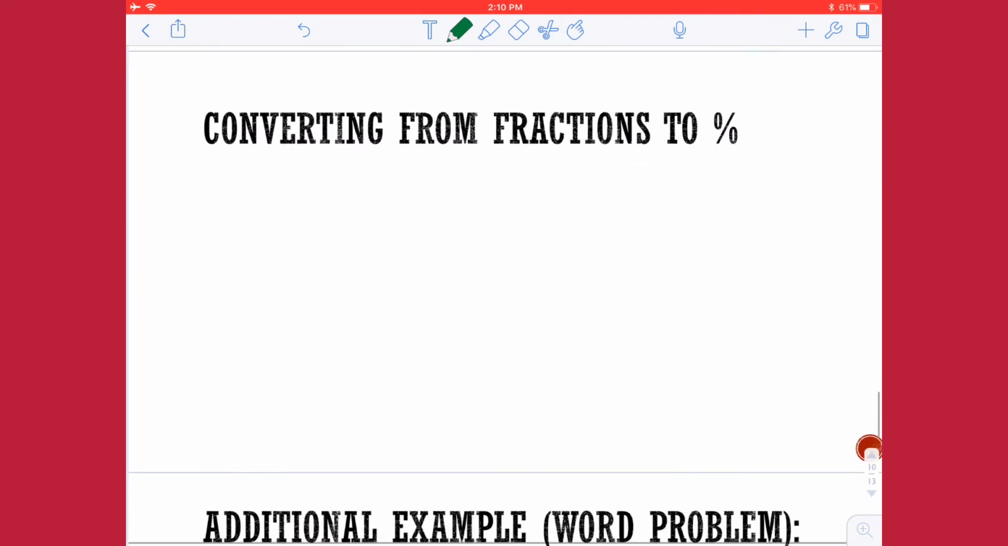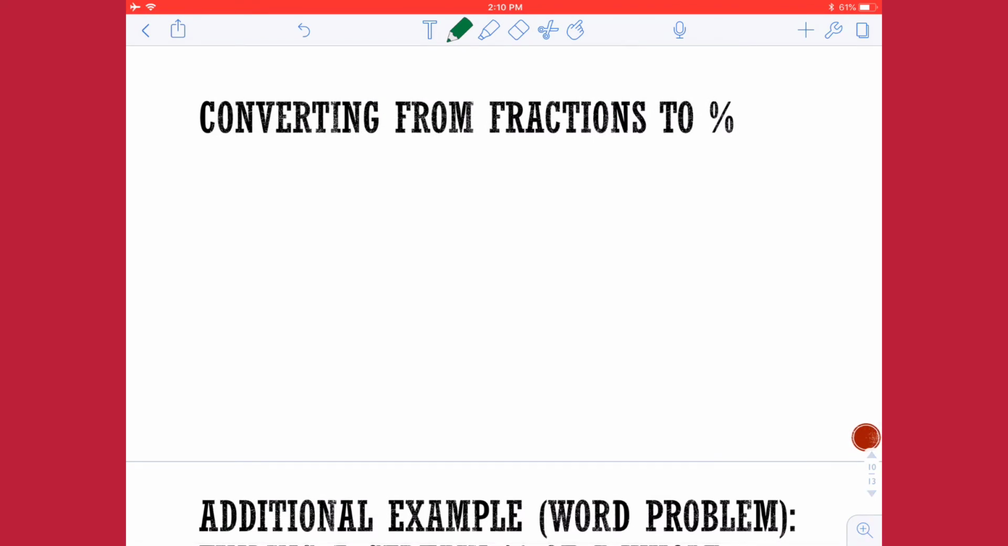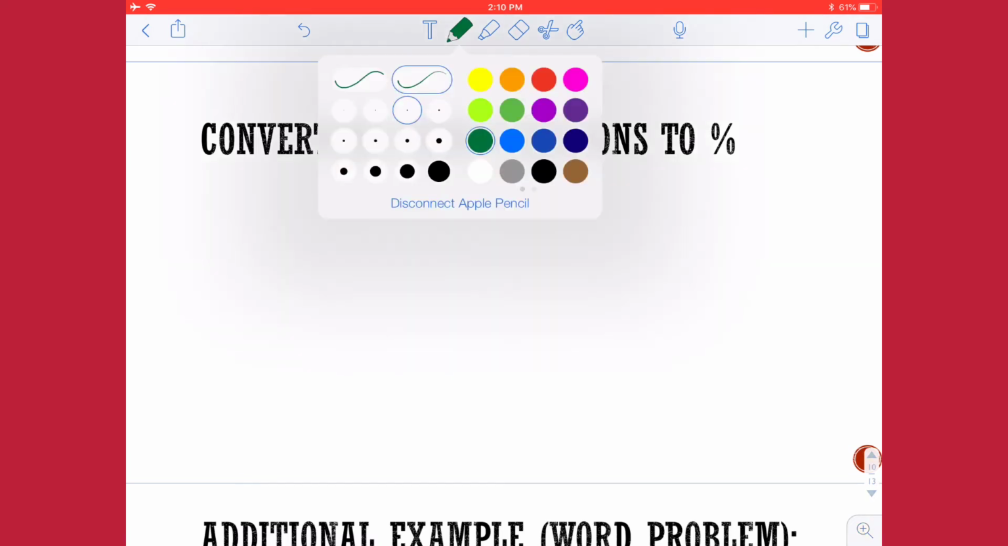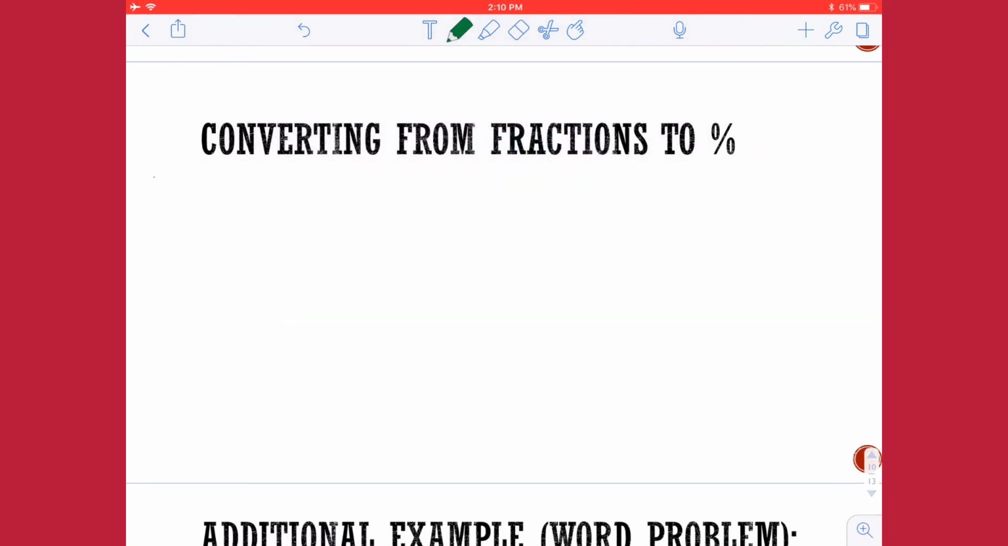Now, converting from fractions to percents. So this is kind of the idea of now I am going backwards. I am trying to take a fraction, and I'm then going to put that into its percentage form. So let's say I give you something like 7 over 8. We know that 7 over 8 is the same thing as saying 7 divided by 8. And if you utilize your calculator and do 7 divided by 8, you get 0.875.